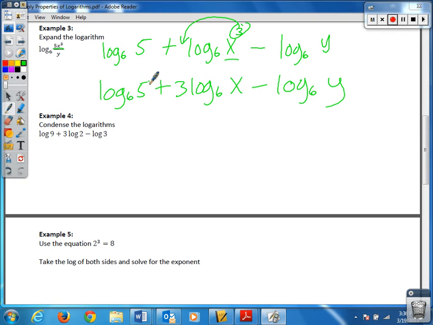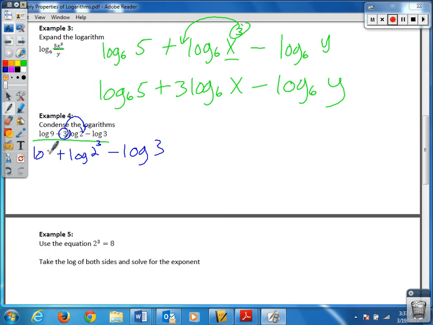Example 4, we're going to go the opposite direction. So we're going to take it from this expanded form here, and we're going to condense it down into one logarithm. So first of all, let's take a look at this 3. That 3 is 3 times the logarithm, so we can bring that up and make it an exponent on 2. So we could write this as log of 2 to the third. So that 3 out front comes up and becomes the exponent on 2.